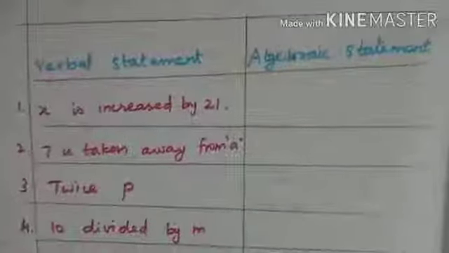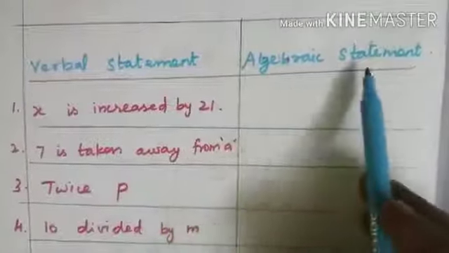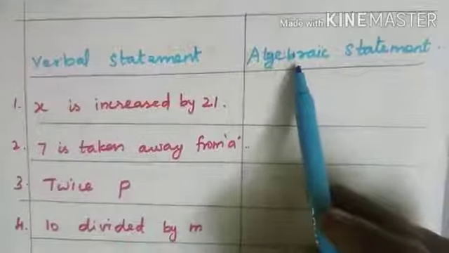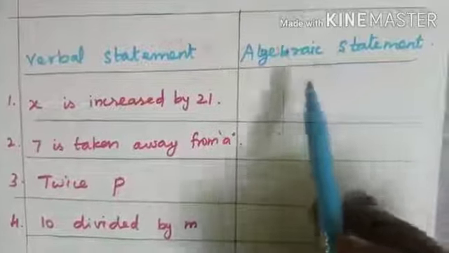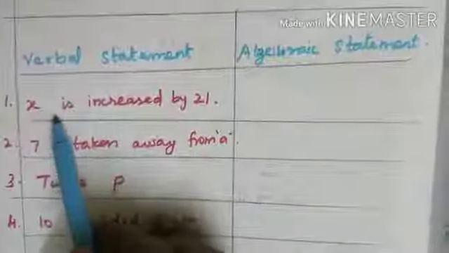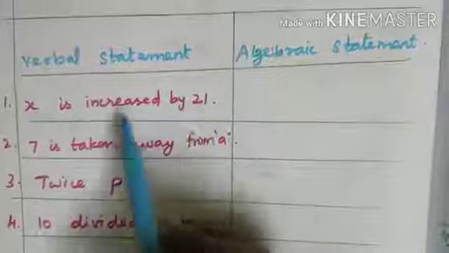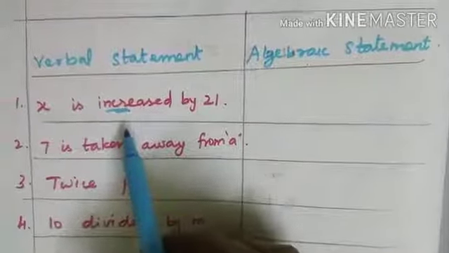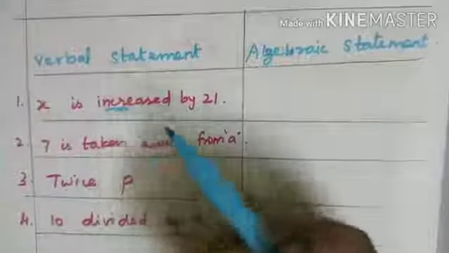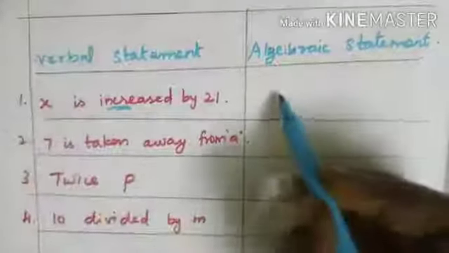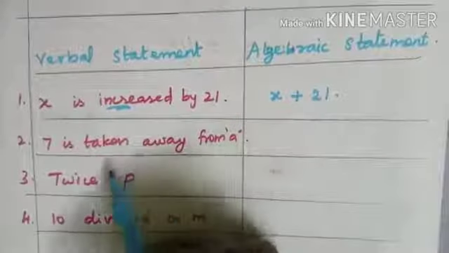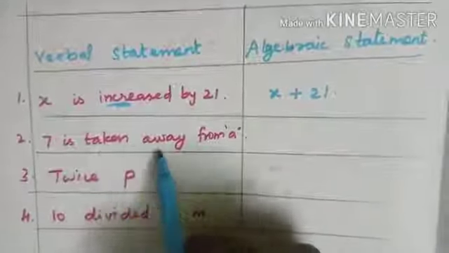Next we are going to convert verbal statements to algebraic statements. The verbal statement is given and we are going to write it as an algebraic statement. The first question you see, x is increased by 12. What do you mean by increased? Increased means what symbol? I told you a plus, isn't it? Something we are going to add. So x plus 12.